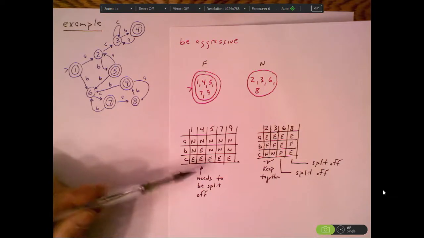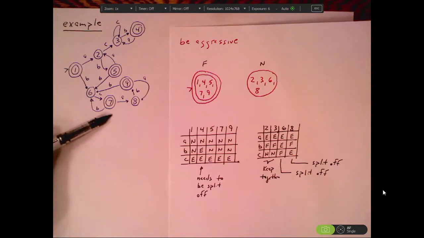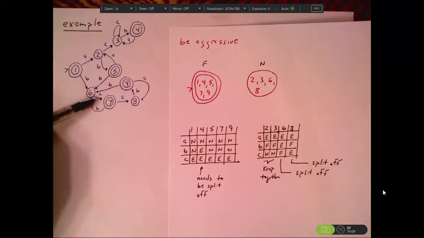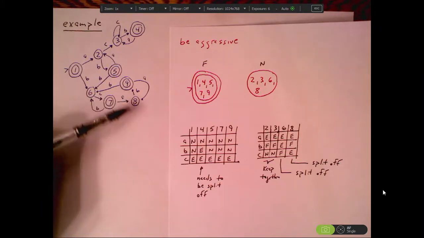We look at 5. See, 5 goes to 2 on an A, that's a non-final state. It goes to 6 on a B, that's a non-final state. And again, on character C, it has an error. No outgoing arc on C. And 7 is the same way. A goes to a non-final, B goes to a non-final, and C is an error case. And 9 on an A goes to 8, which is a non-final, and 6, which is a non-final. And again, there's no outgoing arc on C.